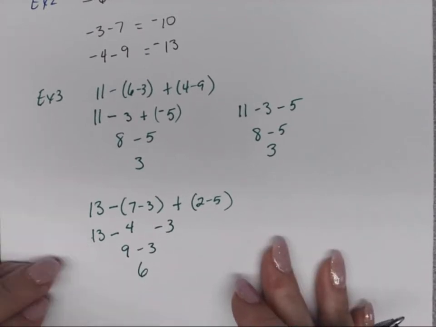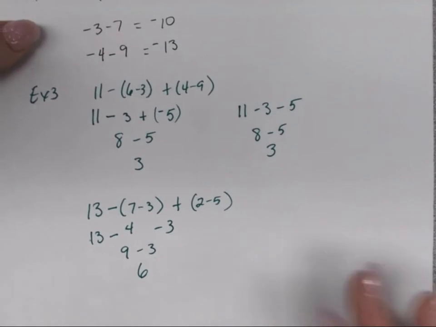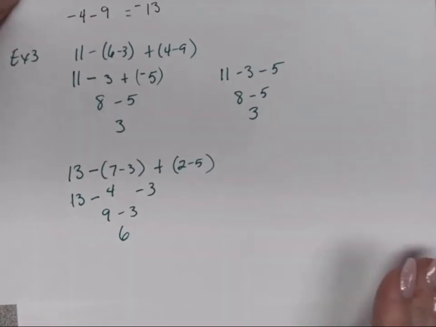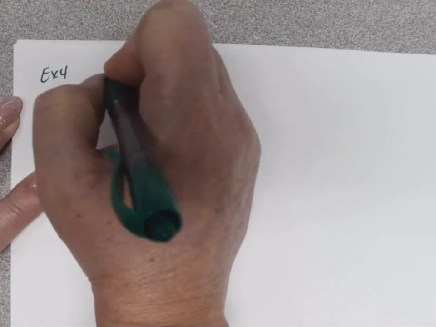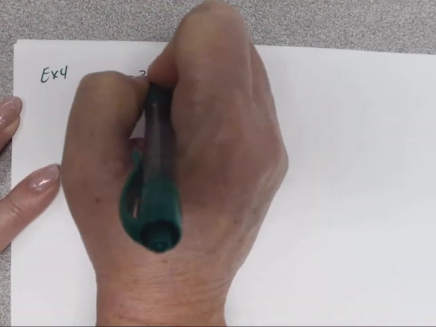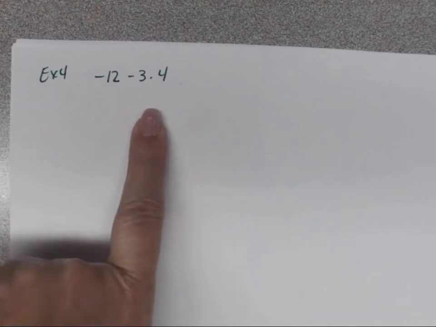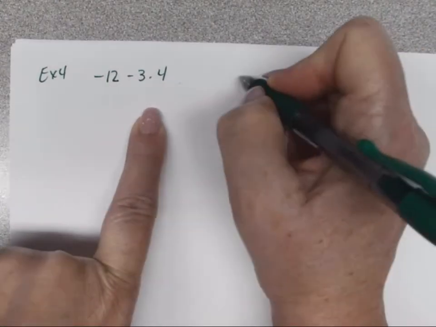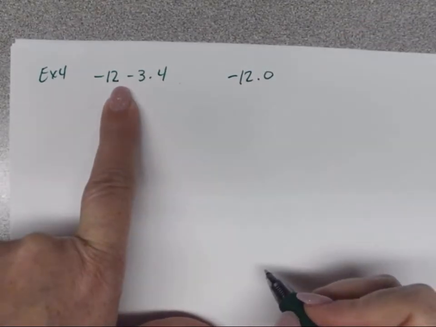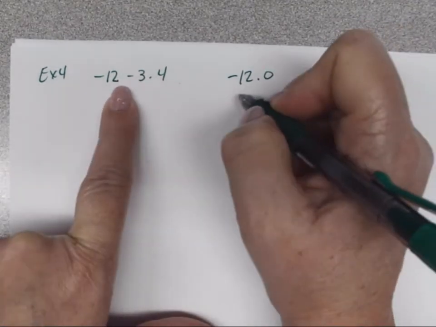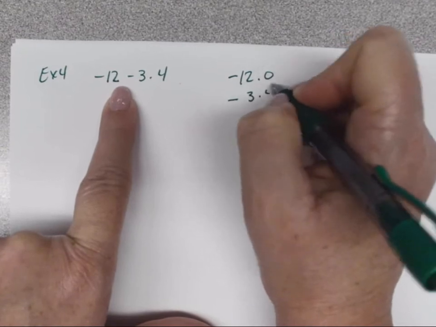All right, so the next thing we're going to look at is some decimals. So this would be example 4. So we have negative 12 minus 3.4. Well, when we're doing decimals, a lot of times it's easier if we stack them. So we have a negative 12.0, because there's no decimal place. We know it's 0.0. And then minus 3.4.